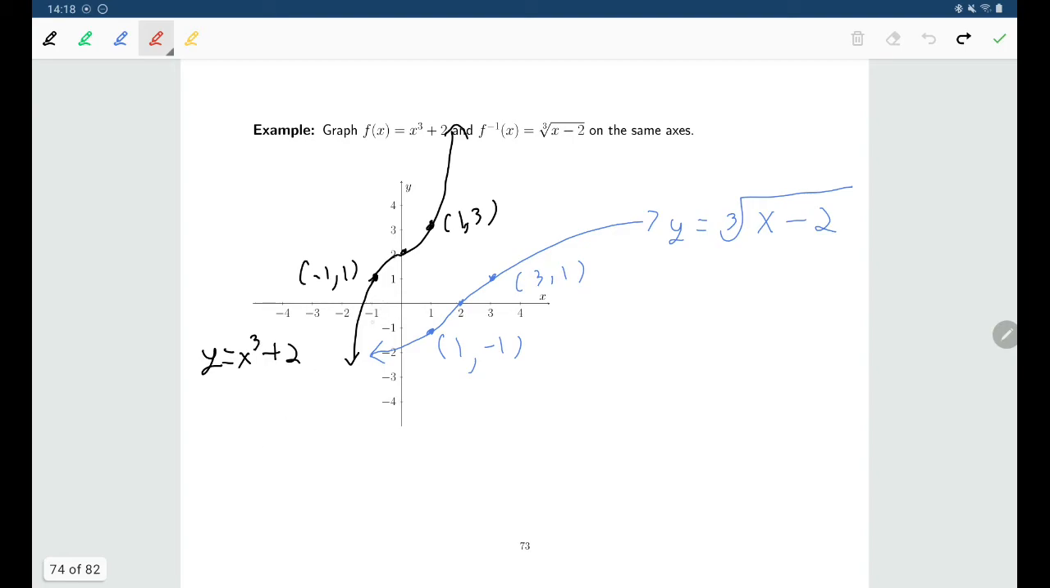Also, if I were to draw on this graph the line y equals x, we could see that f inverse is reflected across that line and gives you the graph of f. That one function is just the reflection of the other. That if you're thinking about that x cubed plus 2, reflecting it on that line y equals x, that would be the graph of the cube root of x minus 2.